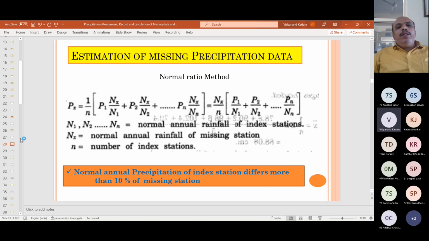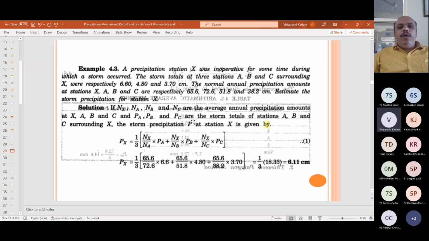So this is the normal ratio method. In the normal ratio method, the daily precipitation data is weighted with the normal ratio Nx/N1, where Nx is the normal annual rainfall of the missing station and N1 is the normal annual rainfall of index station 1. Similarly, it is P2 into Nx/N2, and it goes up to Pn into Nx/Nn. When the normal annual precipitation of an index station differs by more than 10% from that of the missing station, in that case the normal ratio method is used. We have solved this problem.